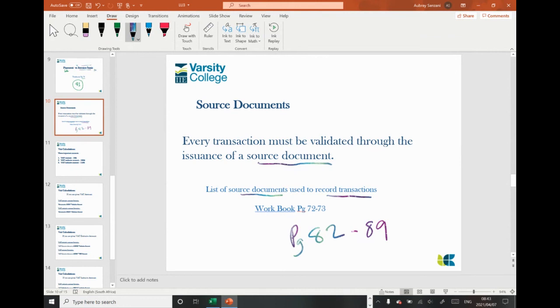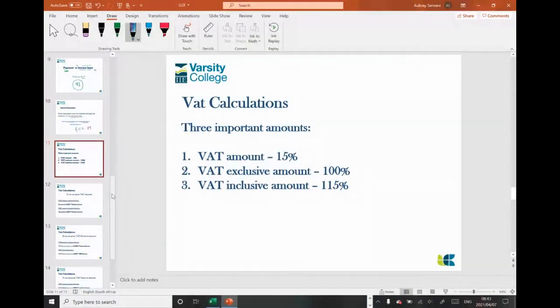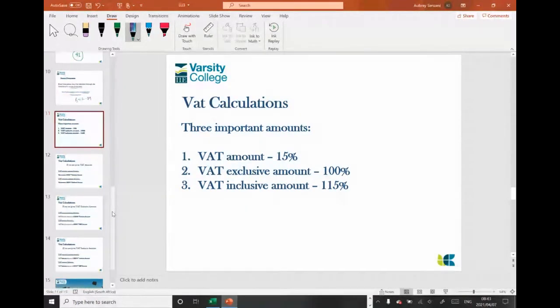Right, so source documents: this is the receipt that you receive, this is the invoice that you give out, it's the EFT proof of payment. It's every document that you would get that confirms that a transaction did indeed take place. That's a source document in terms of accounting.